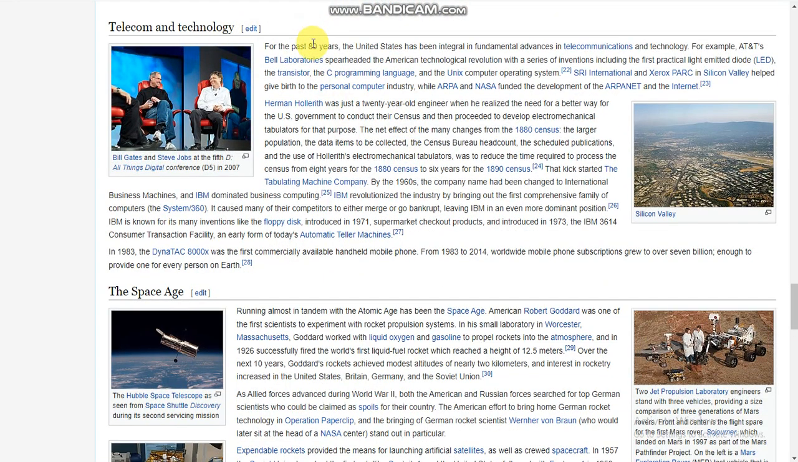Telecom and technology. For the past 80 years, the United States has been integral in the fundamental advances in telecommunication and technology. For example, laboratory research spread the American technology revolution, with a series of inventions including the first practical light emitting diode, the LED, the transistor, the C programming language, and the Unix computer operating system.